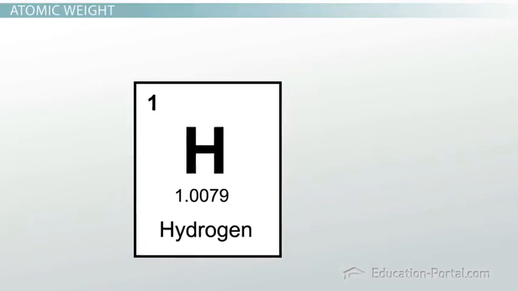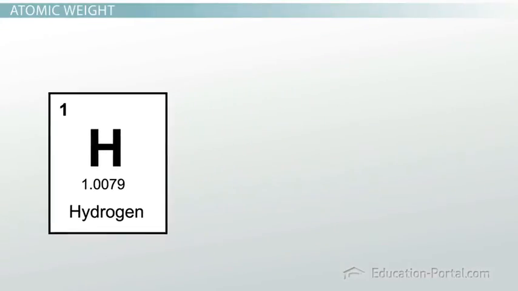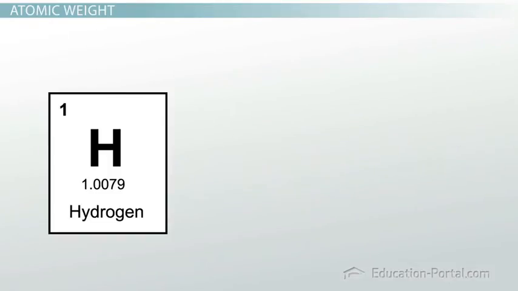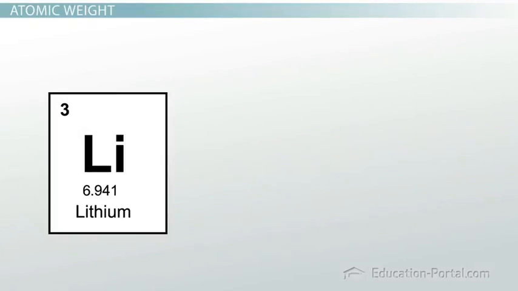The atomic weight on the periodic table is calculated based on the relative abundances of each isotope of that element. It is really a weighted average of all of the naturally occurring isotopes. So because most of the hydrogen has a mass of 1 AMU, the atomic weight on the periodic table is going to be very close to 1. However, because there is a teeny bit of heavier hydrogen isotopes, the weight represented will be slightly higher than 1, or 1.0079 AMU.